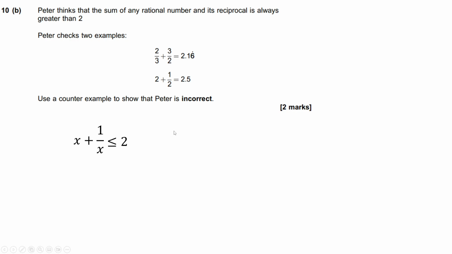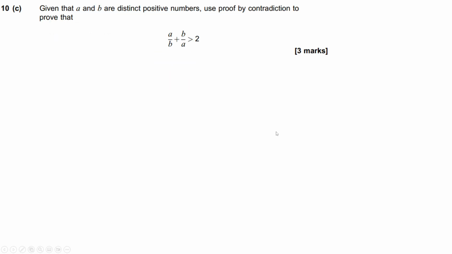Anyways, you might just be able to see that, well, if we tried any negative number, then you're going to get a minus number plus a minus number, which will always be less than 2. Okay, so less than or equal to 2, so you'll just get minus 10.1 for this example here.